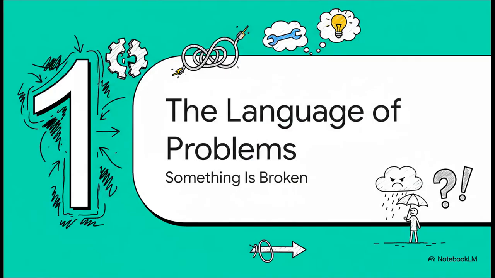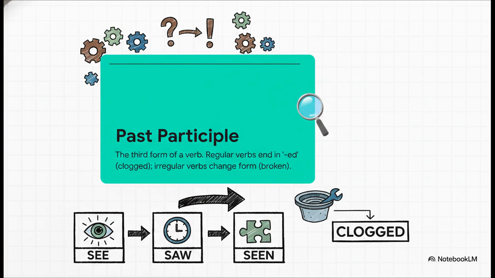Okay, first things first, we've got to learn how to actually describe what's wrong. And you're in luck because there's this neat little grammar trick that makes it super, super easy. It's all about turning an action into a state, and I'm going to show you exactly how it works. The absolute key to this is something called the past participle. Now, don't let that fancy name scare you off. It's just the third form of a verb.